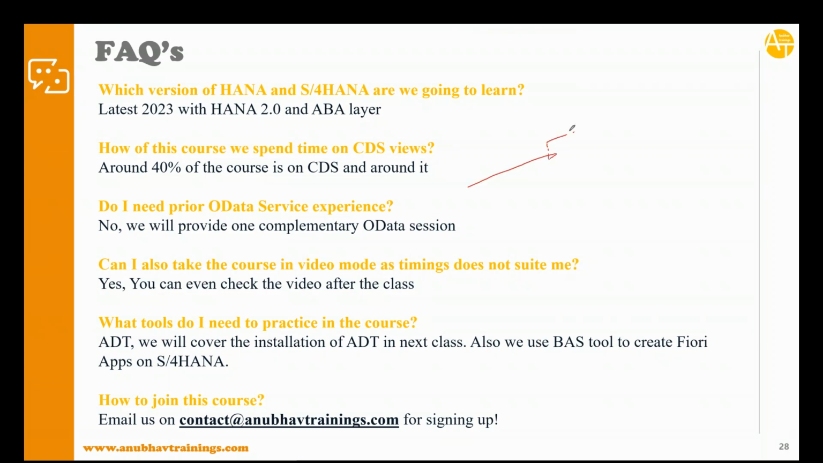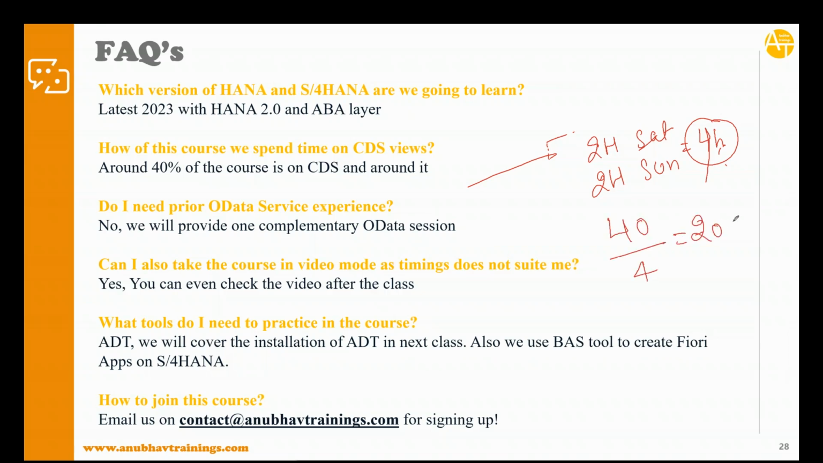Now coming to the timing of this training, it's 4 hours per weekend. So 2 hours on Saturday and 2 hours on Sunday. The duration is 40 hours. So 40 divided by 4, around 10 weekends, basically 20 days. We will be covering this entire training in almost 2.5 months.